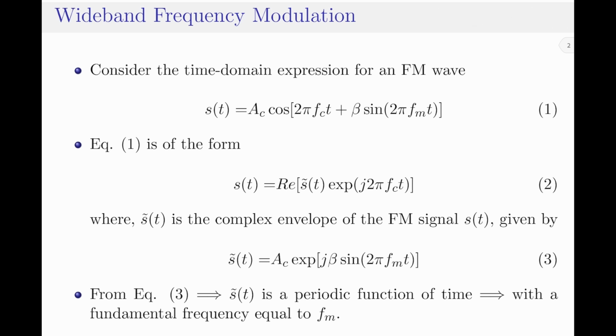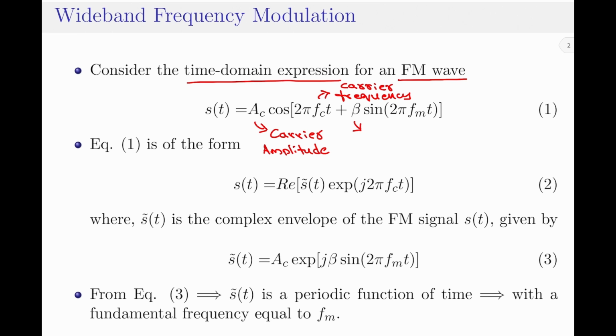Coming to the topic of this discussion, which is wideband frequency modulation, let us start by considering the time domain expression for a frequency modulated wave, which is given by S of t equals AC cos 2 pi fct plus beta sin 2 pi fmt, where AC represents the carrier signal amplitude, Fc represents the carrier frequency, beta is the modulation index, and Fm represents the modulating signal frequency.